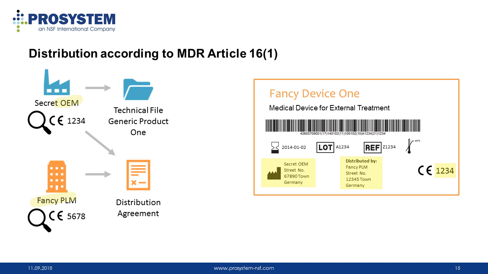And you only need afterwards a distribution agreement. There are certain requirements described in the MDR under Article 14 for distributors. So there are some requirements. For example, you have to check the labeling of the device. You have to make sure that the language fulfills the legal requirements in the EU. And you have to make sure that the declaration of conformity is available and all of that. But basically, the main requirements when it comes to the technical documentation are with the OEM and not with the PLM anymore.